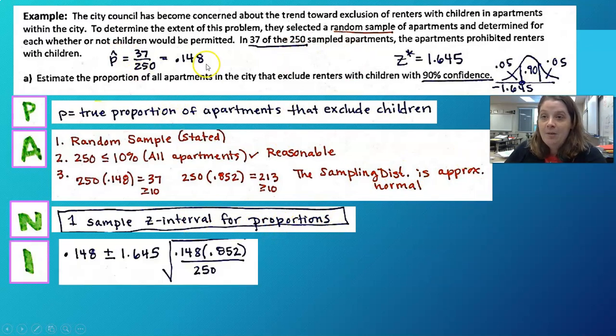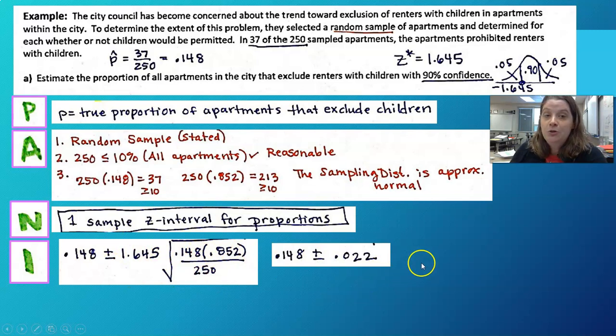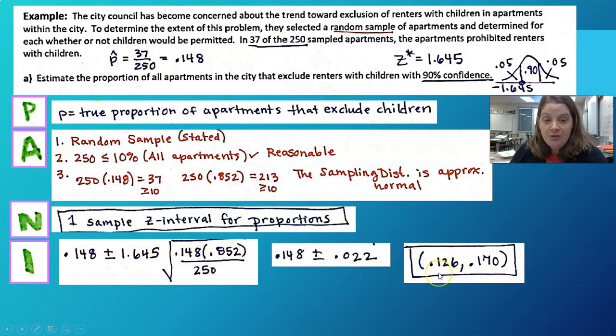So p hat, that's my 0.148, plus or minus the critical value for z, 1.645, times the square root of the 0.148 times 0.852 divided by 250. I'm going to compute that. That right side there after the plus or minus comes up to about 2%. Gives me a final answer of 0.126 to 0.170.